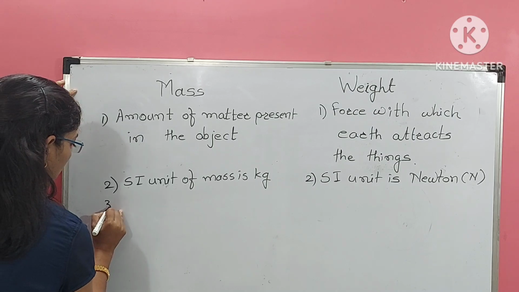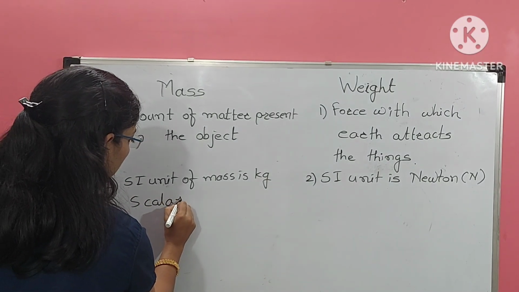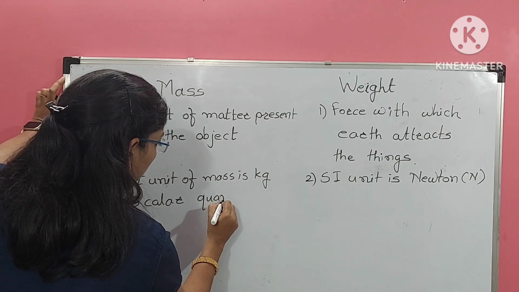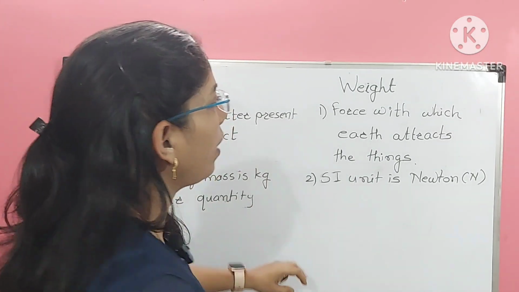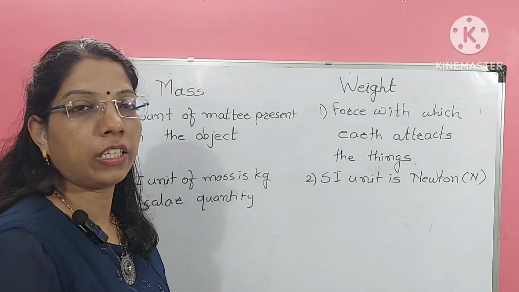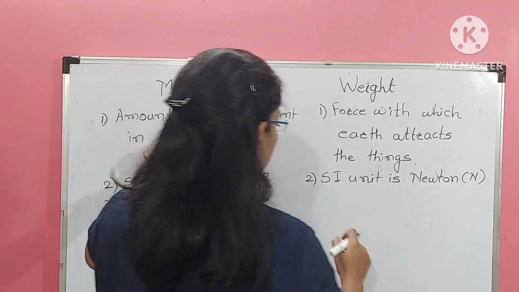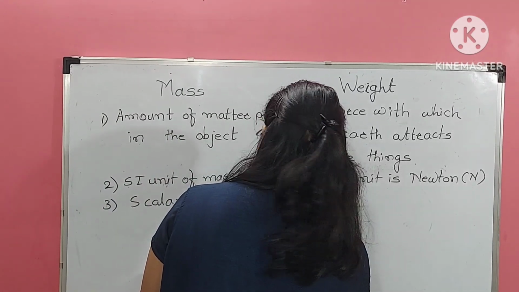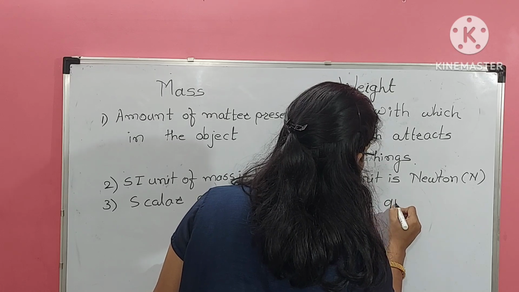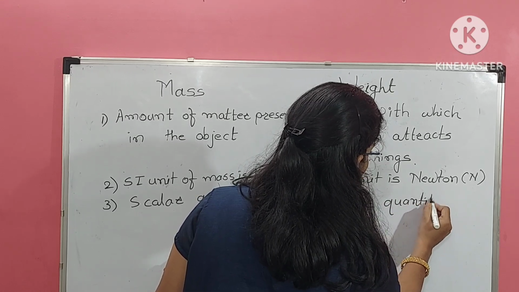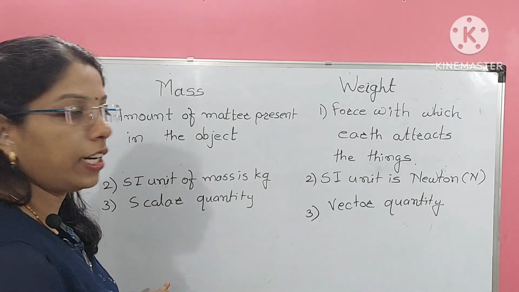Third, we know that mass is a scalar quantity. Now we have defined weight as a force. Force is a vector quantity. So being a force, it is a vector quantity and it has a direction. It is a vector quantity because it has a direction as well as magnitude. Therefore weight is a vector quantity.